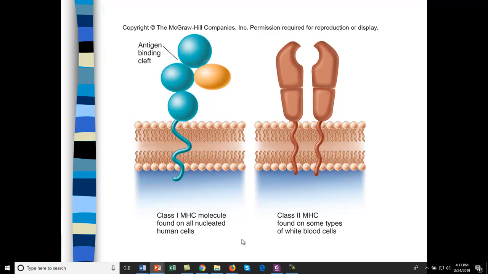Okay, and here is class 1 MHC. It's just a multi-subunit protein here. Okay, and this identifies self. It's not designed in any way, shape, or form to display; it can bind other proteins. It's got an antigen binding cleft, but it's not fashioned in order to display an antigen. Okay, and here's class 2 MHC. Okay, and this is found on some types of white blood cells, mainly phagocytic cells that are going to display antigen. And it's got a specific design here so it can display antigens directly and interact with T lymphocytes.